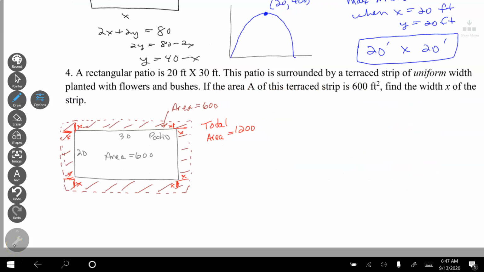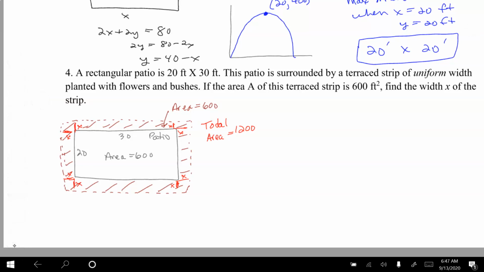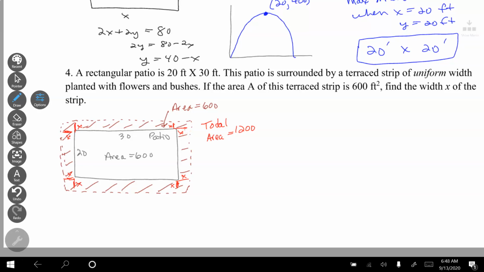So the next word problem: I have a 20 by 30 foot patio that I'm going to put a uniform width terrace strip around. And the width is always x. As you can see, I drew this picture. So this side here on the bottom is the 30 feet plus the x on each side. So this is 30 plus 2x.